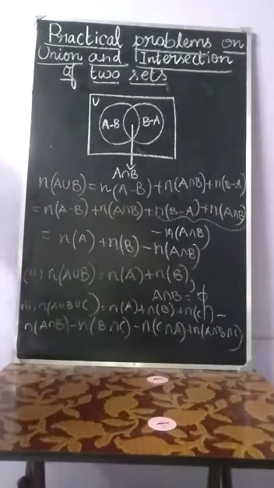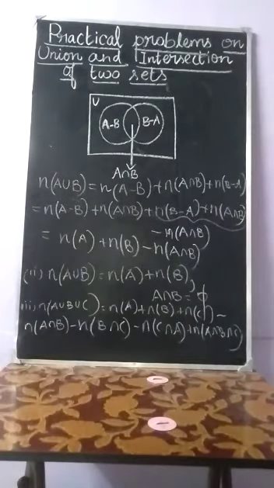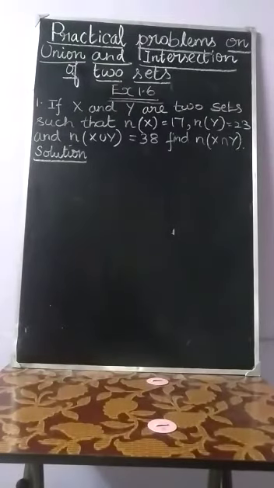Now next we are going to discuss some problems. Next problem. If x and y are two sets such that n of x is equal to 17, n of y equal to 23 and n of x union y is equal to 38. Find n of x intersection y.